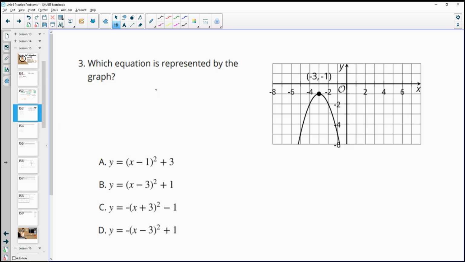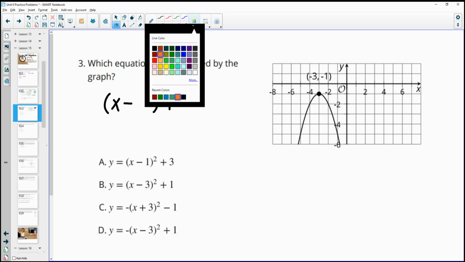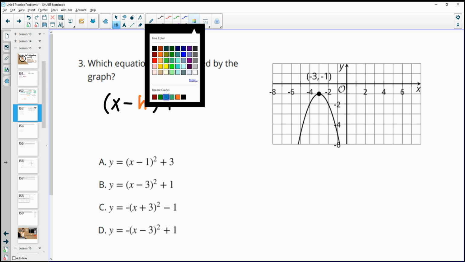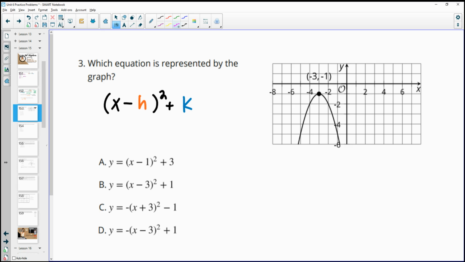Number 3, which equation is represented by this graph? So again, we have the vertex. All of these are in vertex form. So remember that vertex form looks like this: x minus the x coordinate squared, and then plus the y coordinate. So your x coordinate, we often call it an h, and then we call the y coordinate a k.